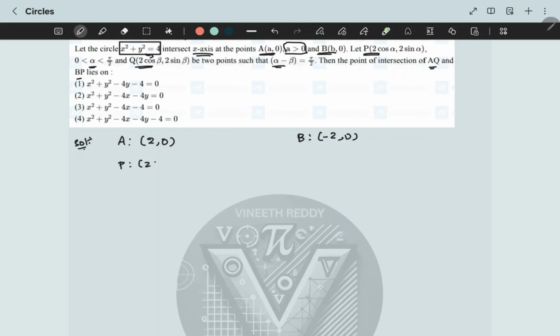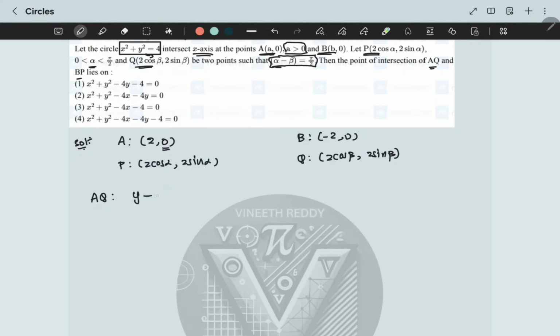Now P is already given, that is (2 cos alpha, 2 sin alpha), and Q is already given, that is (2 cos beta, 2 sin beta). Right, he has given this condition also, alpha minus beta is equal to pi by 2. Then the point of intersection of AQ and BP. Okay, so let us find the equation of AQ.